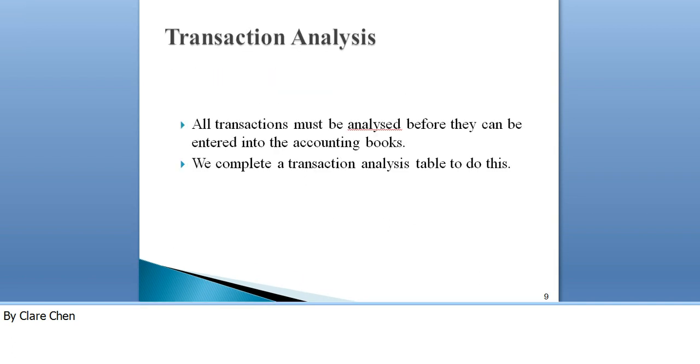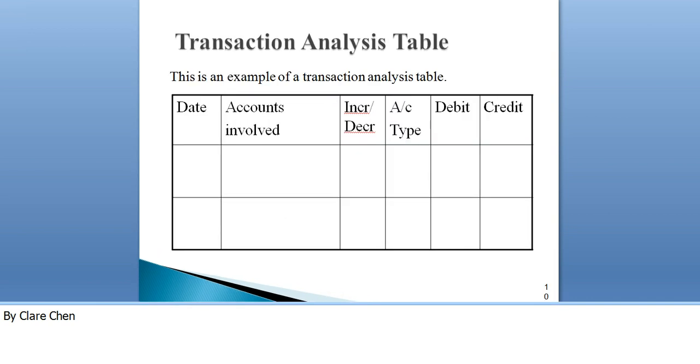All transactions must be analyzed before they can be entered into any accounting books. We can complete a transaction analysis table to do this. This is an example of a transaction analysis table. It's got about 6 columns, with date and accounts involved. You have to indicate whether that account increases or decreases, what account type, and determine whether we debit or credit that account according to the accounting rule and the double entry principle.